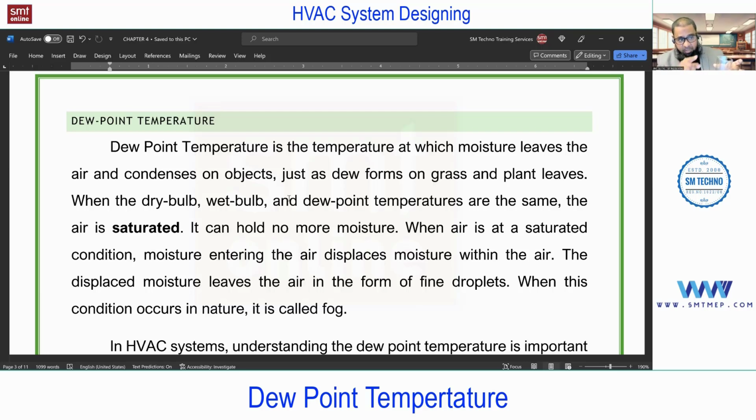First point. Now the second point is related to dew point temperature. You see, when you take chill water in this glass from the refrigerator and place it in the room, what will happen at the surface of this glass?